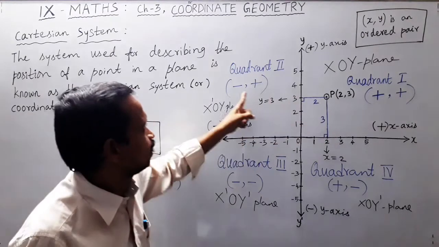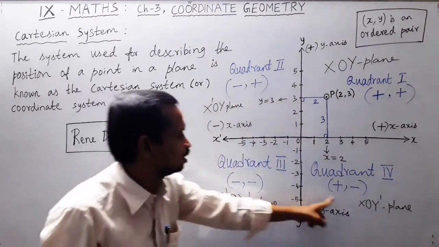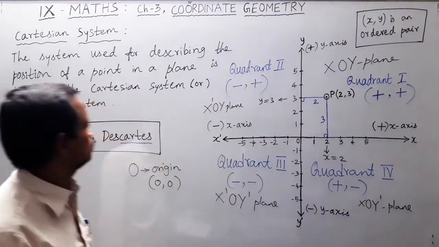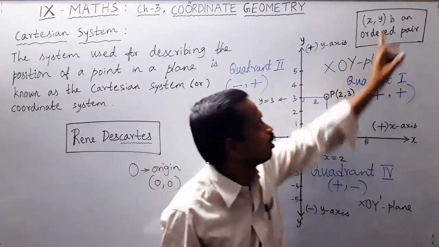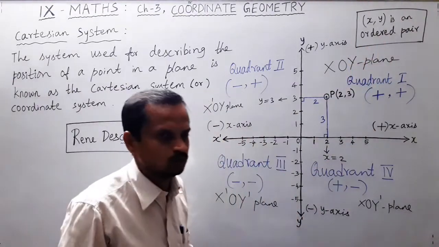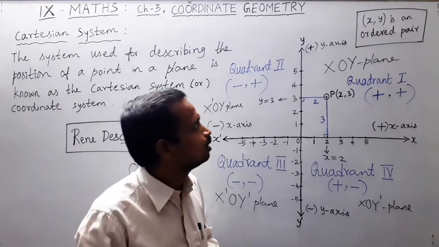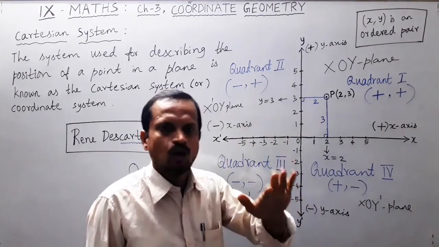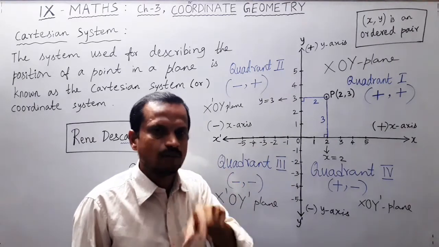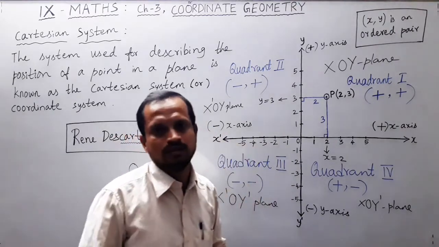So plus, minus, minus, plus, minus. Okay, so you should remember (x, y) is an ordered pair. Ordered pair means what? A pair in an order. That is called an ordered pair. So x is first and then y. So you should separate by a comma, (x, y), in brackets. That is very important.